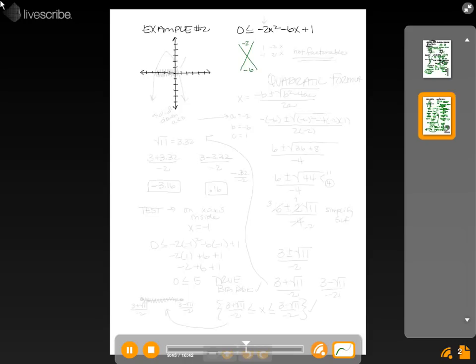I need to come up with two numbers that multiply to negative 2, but add to negative 6. Well, 1 and negative 2 multiply to negative 2, negative 1 and 2 multiply to negative 2. Those are my only two choices. And neither of those add to negative 6. That tells me that this is not factorable. Okay, and that may happen. You may see problems like that on your homework, where it's not factorable. That doesn't mean we stop. That means we're going to use the quadratic formula.